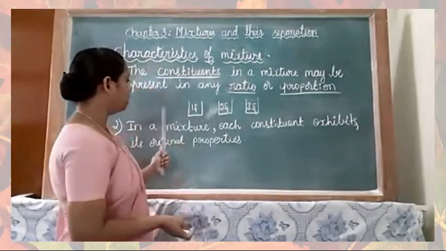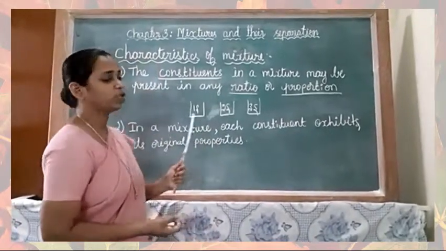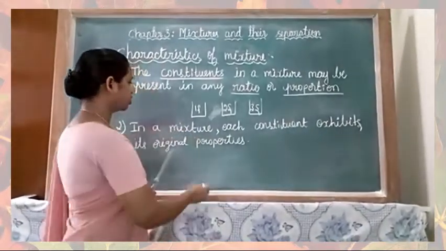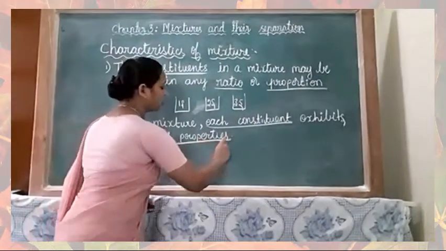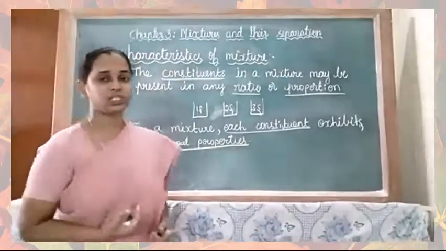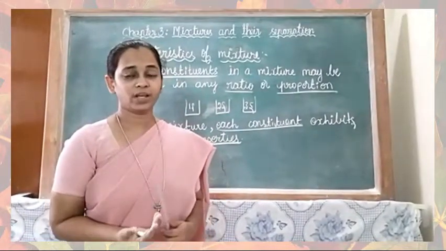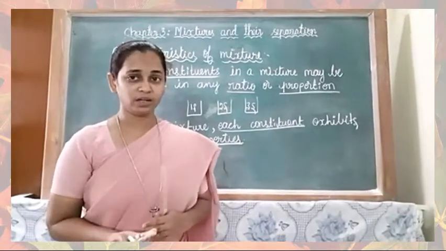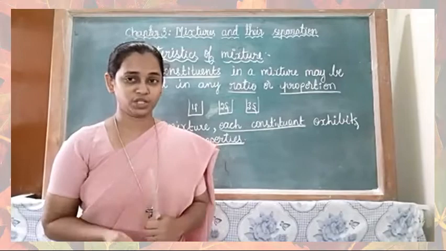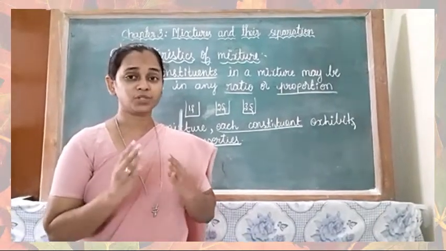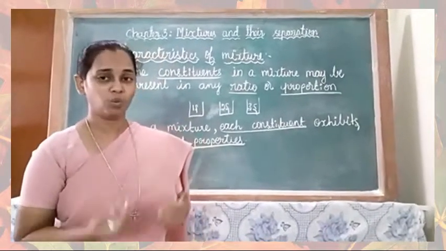Next, in a mixture, each constituent exhibits its original properties. For example, the property of salt is saltiness. When it is mixed with water, the property of salt does not change, even when it is mixed with water.